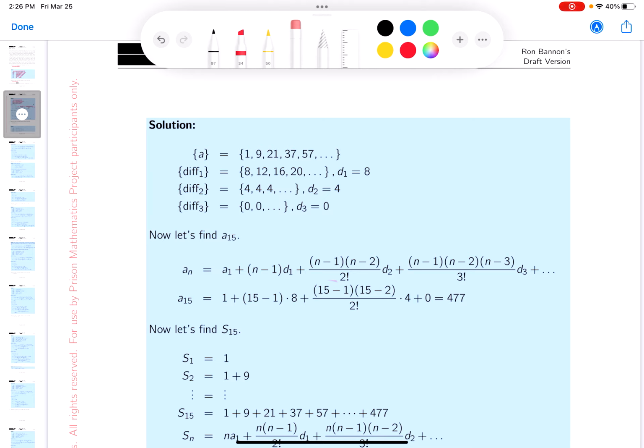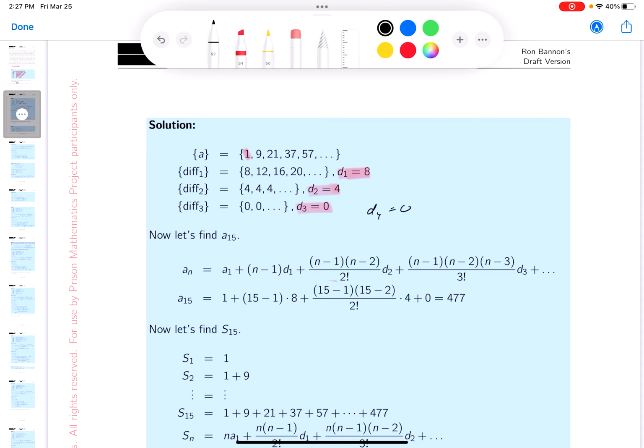All right, let me highlight things for you. This is A1 right here. This is D1, D2, D3, D4. They're all going to be equal to 0 now. All right, you should write that down. So D4 is 0. Anything above, D5 is 0, D6, and so on.